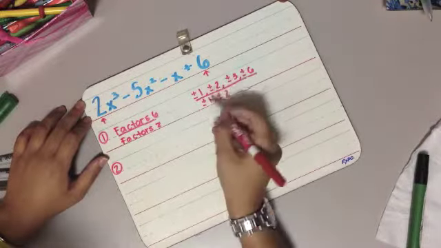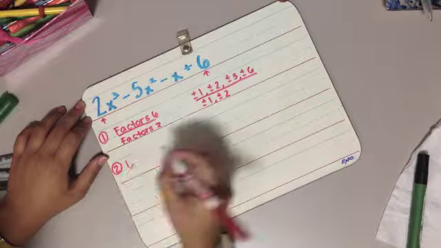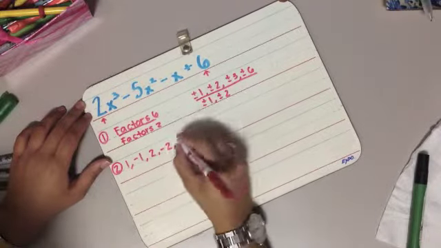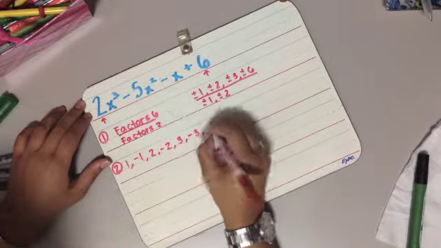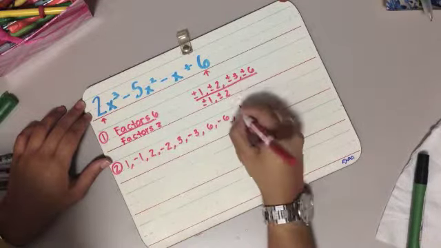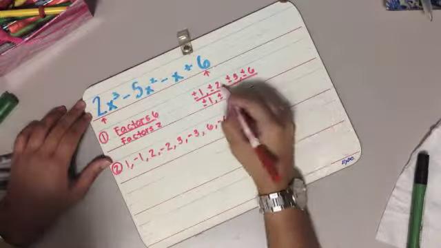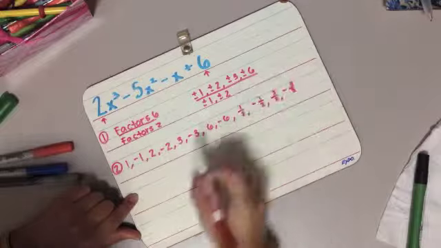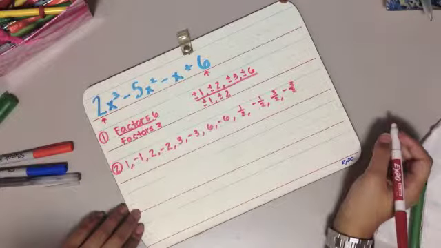The second step is to divide by each of the factors, both on top and bottom, which gives us the numbers 1, negative 1, 2, negative 2, 3, negative 3, 6, and negative 6. And then divide by 2, which are 1/2 and negative 1/2, then 3 over 2 and negative 3 over 2.